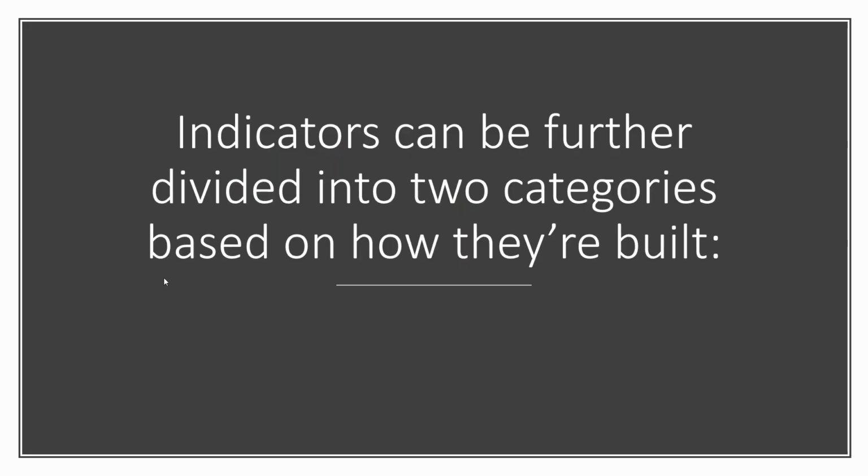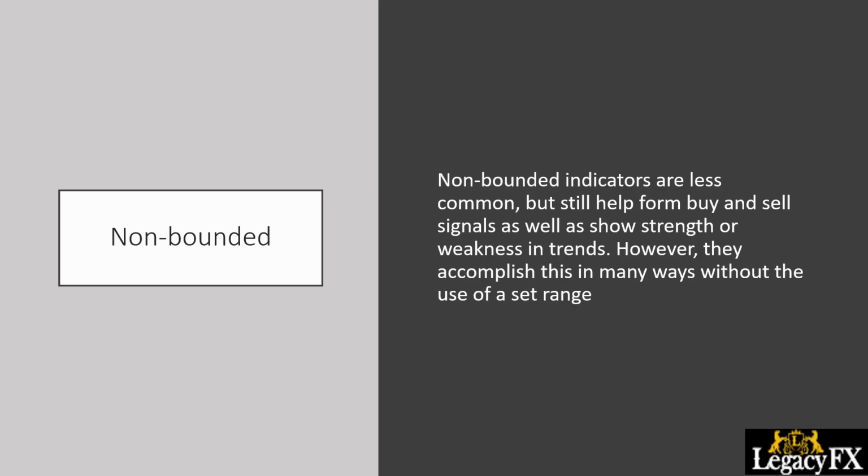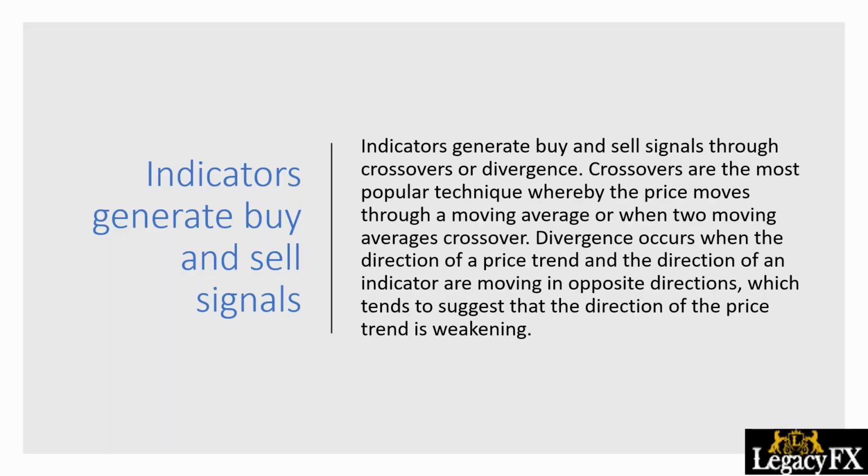Indicators can further be divided into 2 categories based on how they're built. We have oscillators, which I mentioned to you. Oscillators are the most common type of trading technical indicator, and are generally bound within a range. For example, an oscillator may have a low of 0 and a high of 100, where 0 represents oversold conditions and 100 maximum overbought conditions. And then we have non-bound indicators, which are less common, but these still help form overbought, buy and sell signals as well as show strength and weakness in trends. However, they accomplish this in many other ways without using the same set range.